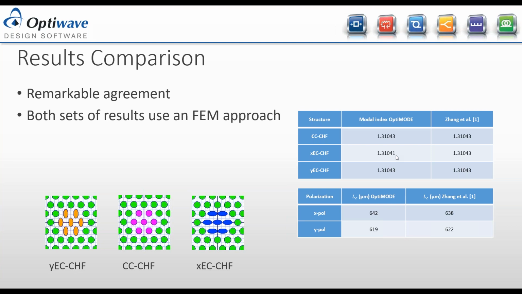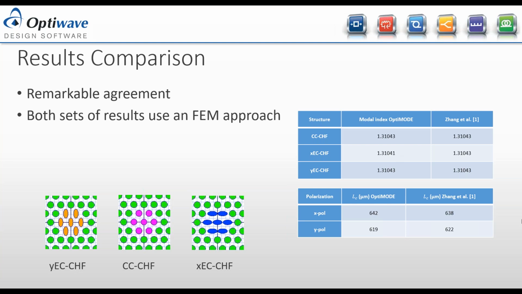And then, of course, the final conclusion of the paper was that you can make a splitter that will split the X-polarization and Y-polarization modes out of the center core. And it was calculating the coupling lengths of that splitter.